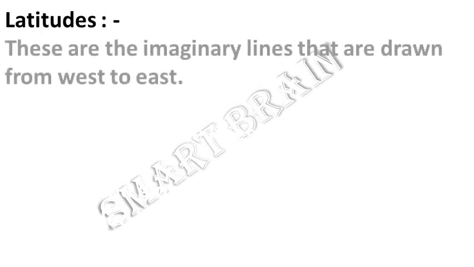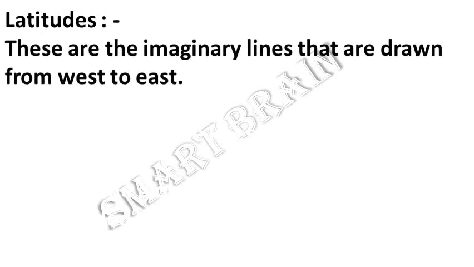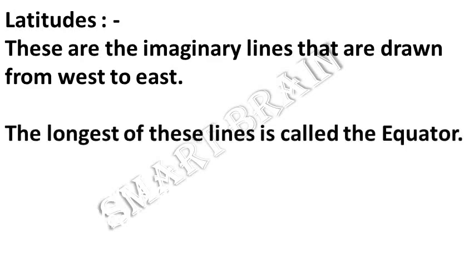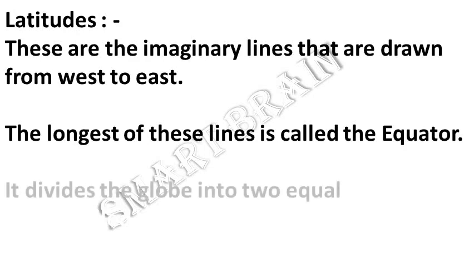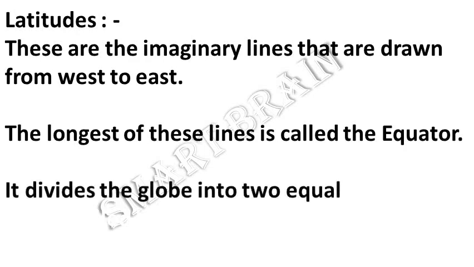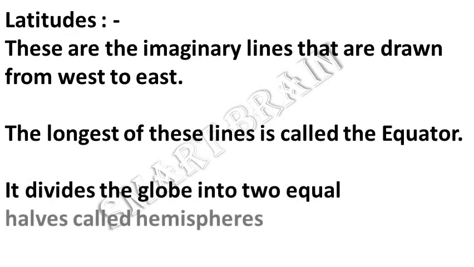Latitudes. Latitudes are the imaginary lines that are drawn from west to east. The longest of these lines is called the equator. It divides the globe into 2 equal halves called hemispheres.